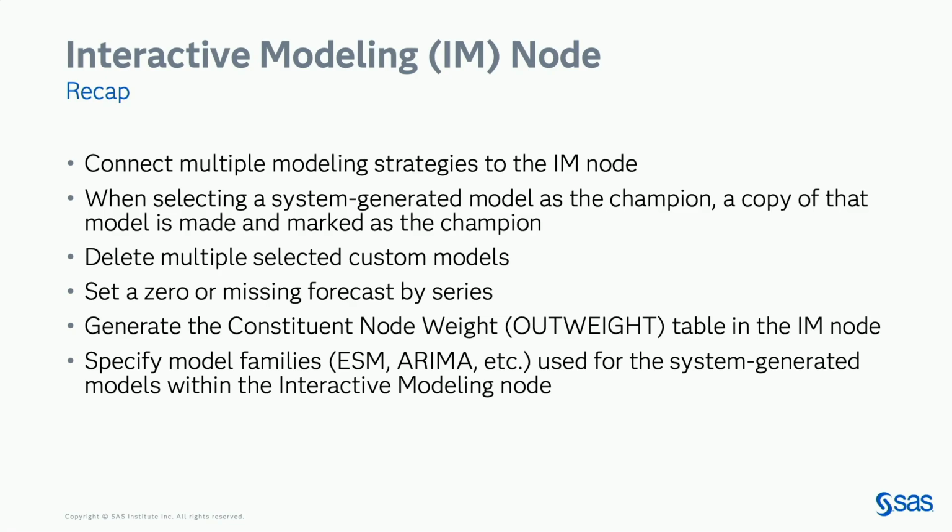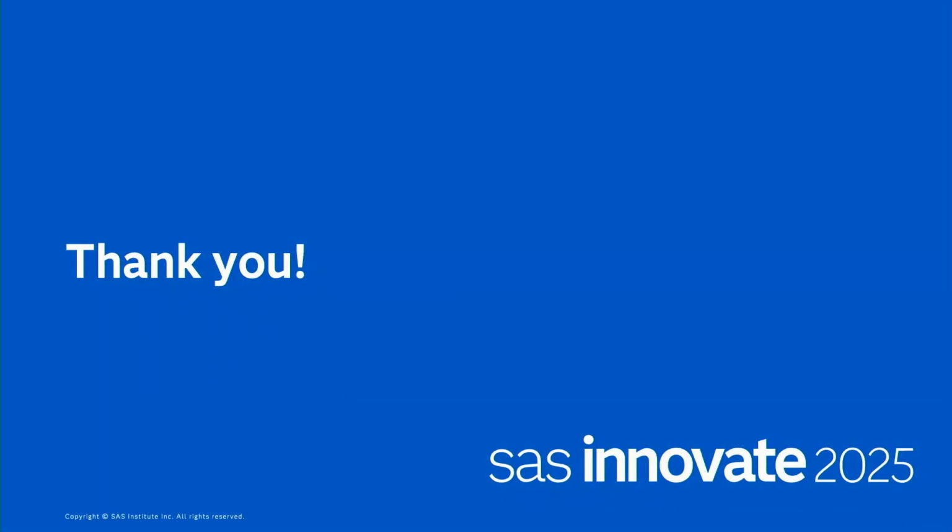So overall, we connected multiple modeling strategies to the IM node. We also went over when selecting a system-generated model as the champion, a copy of that model is made and marked as the champion. We went over deleting multiple selected custom models. We went over the new feature of how to set a zero or missing forecast by series. We went over how to generate the constituent node weight outweight table in the IM node. And finally, the ability to specify model families, ESM, ARIMA, etc., used for the system-generated models within the interactive modeling node. Thank you, and I'll be answering any questions you might have for me.